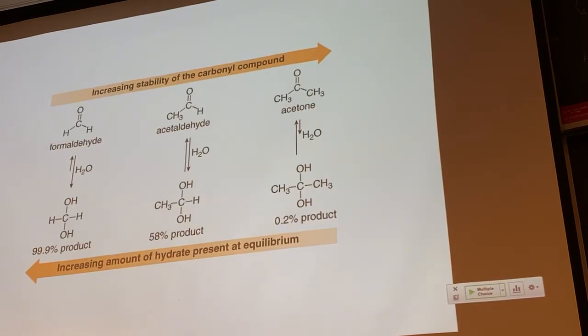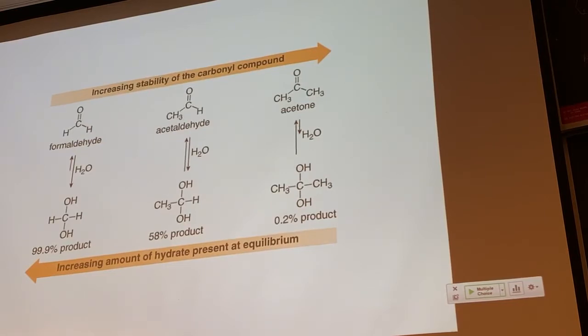Okay? So what we see here is as we add alkyl groups to our carbonyl, here we have 0 alkyl groups, here we have 1 alkyl group, here we have 2. As we add those alkyl groups, we're favoring the carbonyl compound at equilibrium over the hydrate. Why?